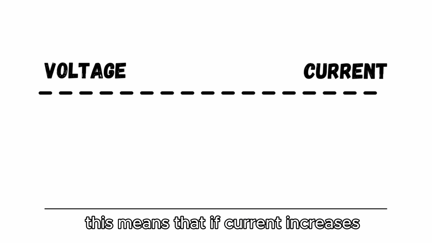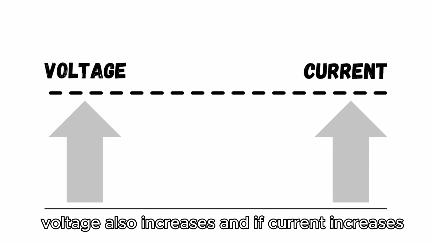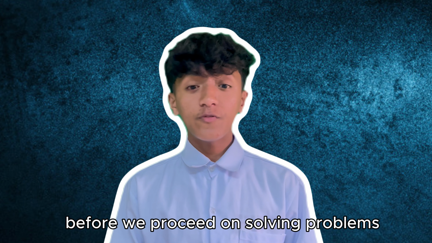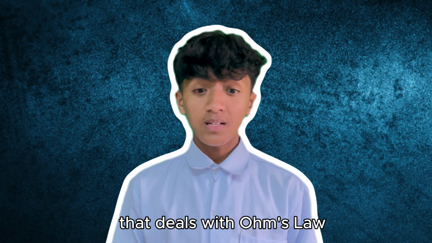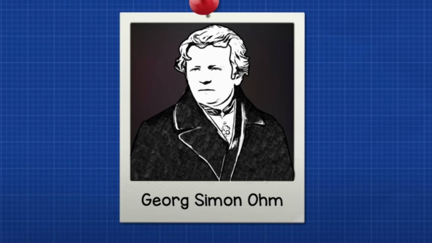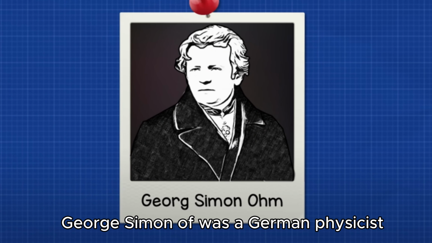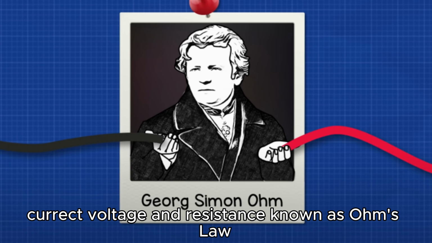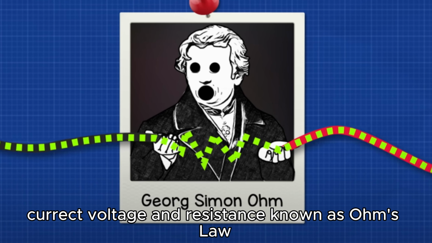This means that if voltage increases, current also increases, and if resistance increases, current will decrease. Before we proceed on solving problems that deal with Ohm's law, let us get to know the proponent of Ohm's law first. George Simon Ohm was a German physicist. He is best known for working out the fundamental relationship between current, voltage, and resistance known as Ohm's law.